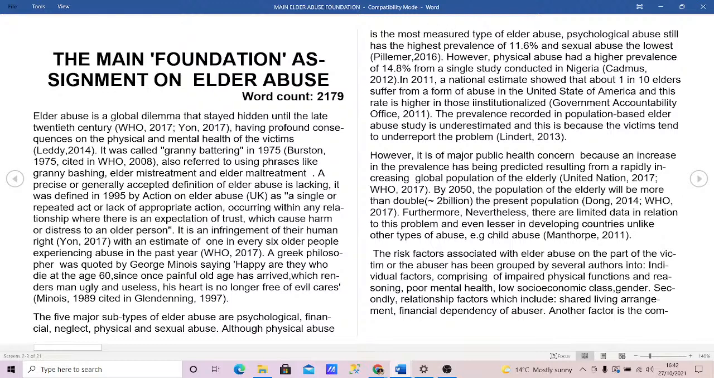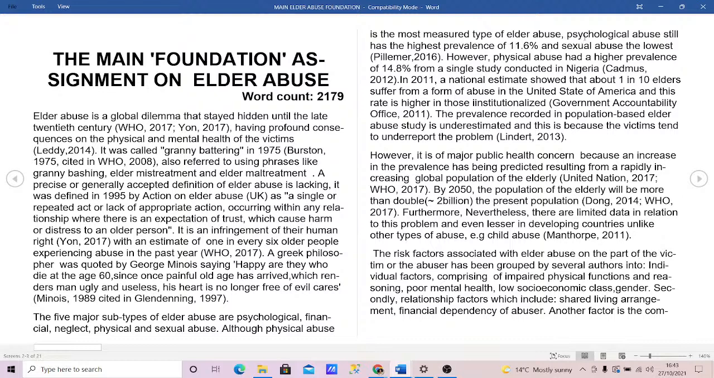11.6% and sexual abuse the lowest. You see, that I have given is a form of critical analysis. However, still going further with my critical analysis, physical abuse had a higher prevalence of 14.8% from a single study conducted in Nigeria.